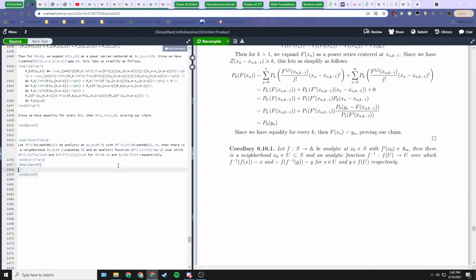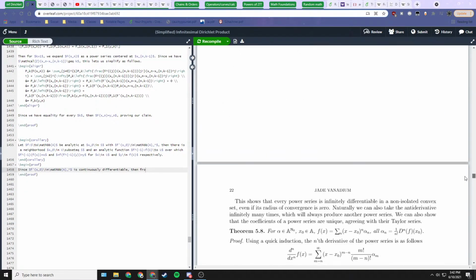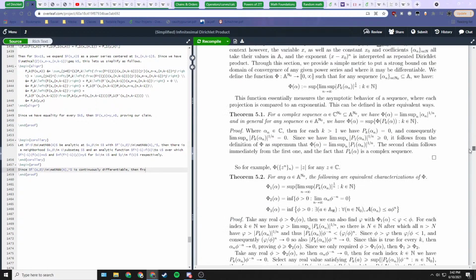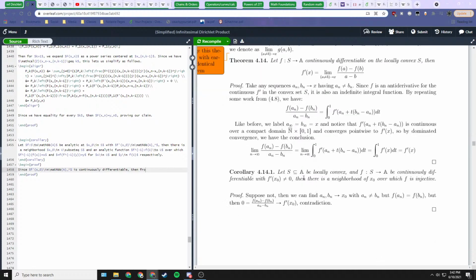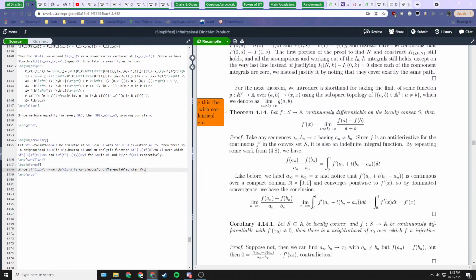Okay, so we'll just say, since f prime x0 is in A star, then f is also continuously differentiable. I think we might need... I think it's fine because it's analytic. So let me double check this theorem. This theorem claims, I think it requires a locally convex set, but we don't actually need a locally convex set. It's enough to have it be analytic.